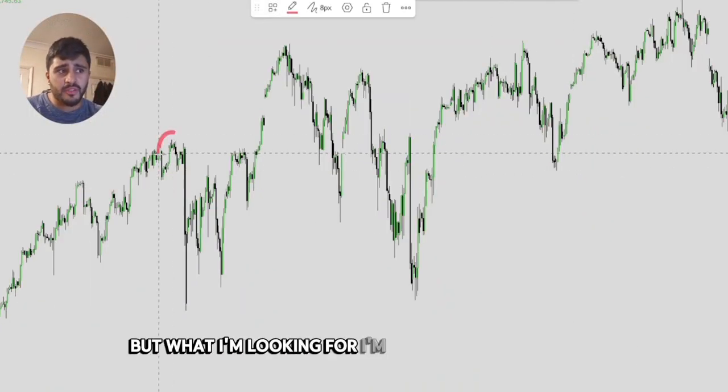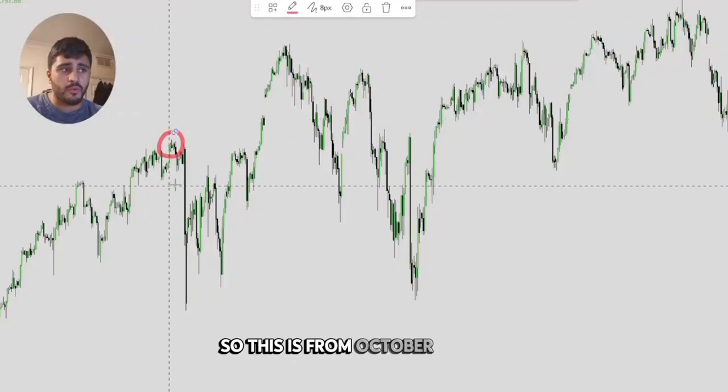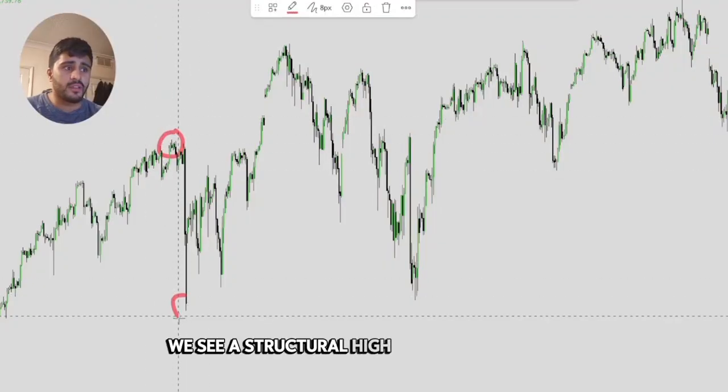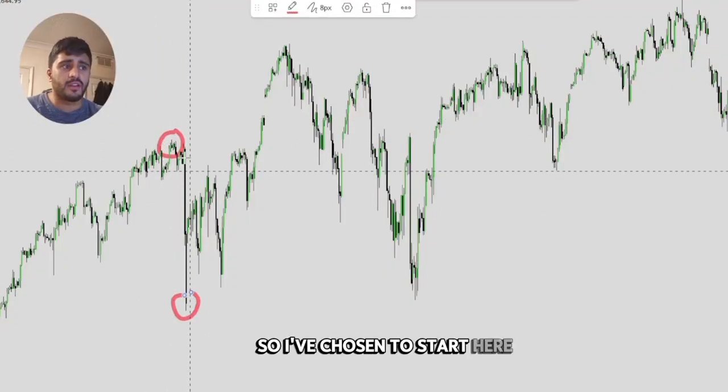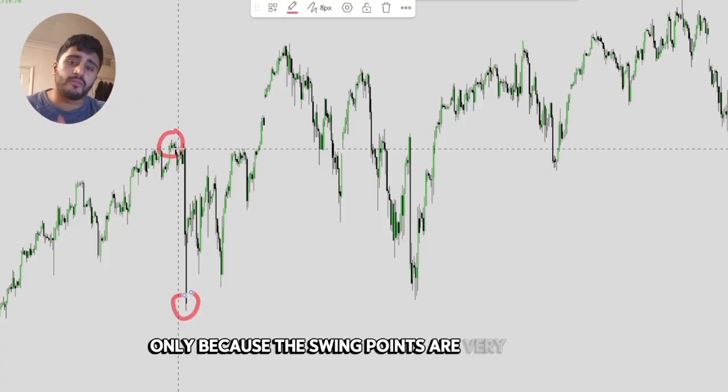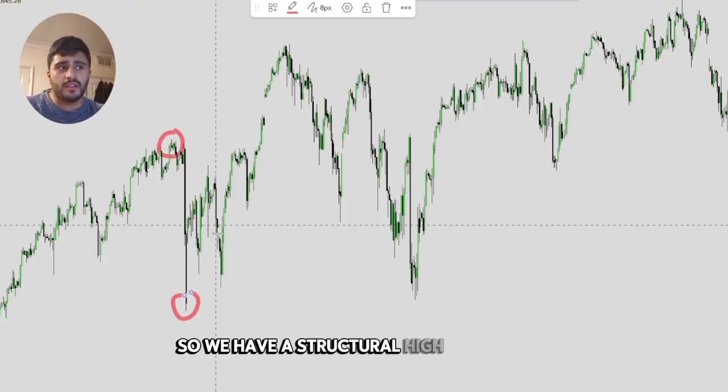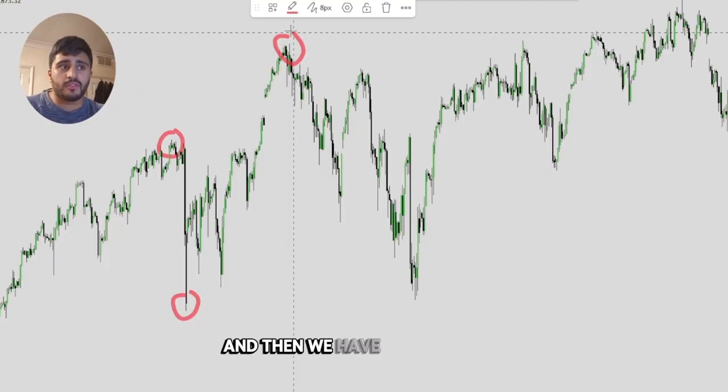But what I'm looking for, I'm just going to start over here. So this was from October of last year. We see a structural high, then a structural low. So I've chosen to start here only because the swing points are very clear to see. So we have a structural high, structural low, and then we have a structural high.